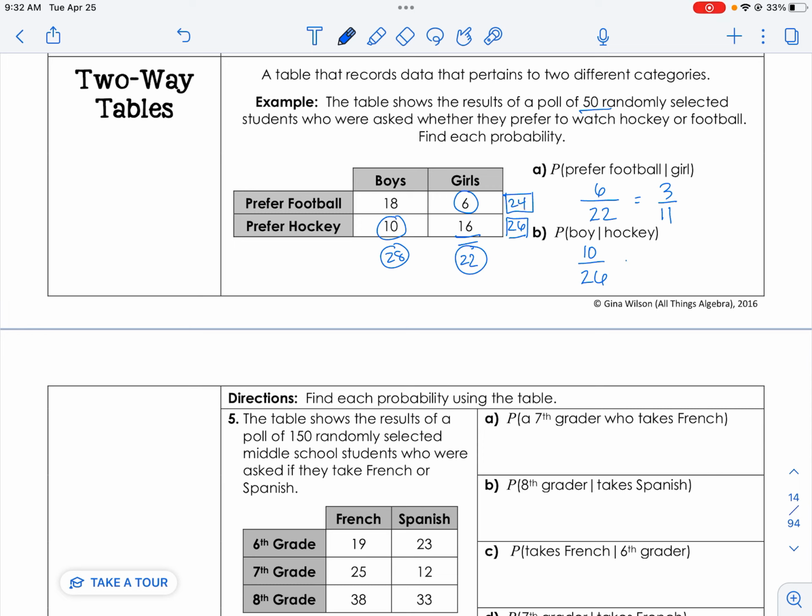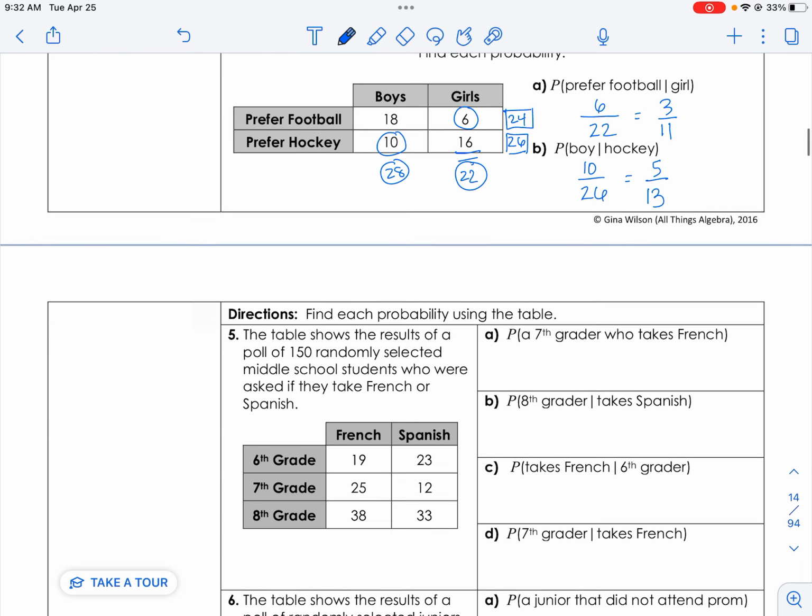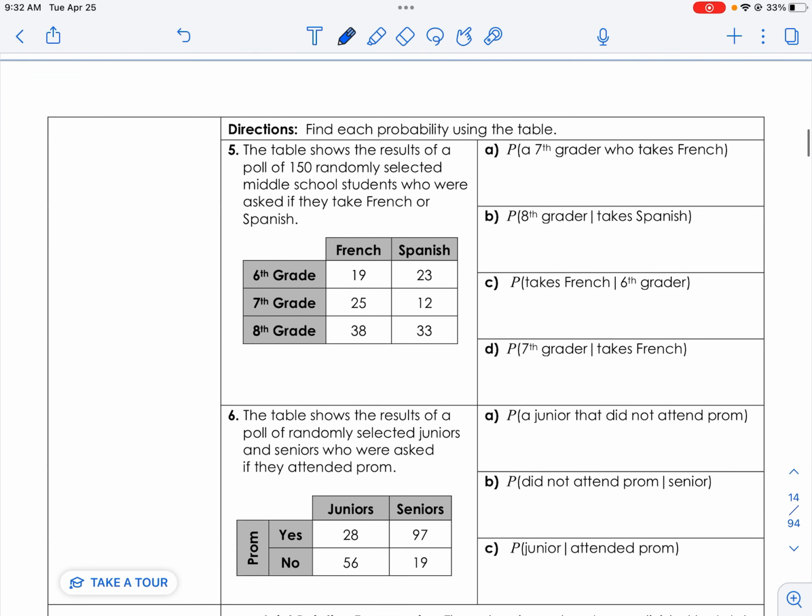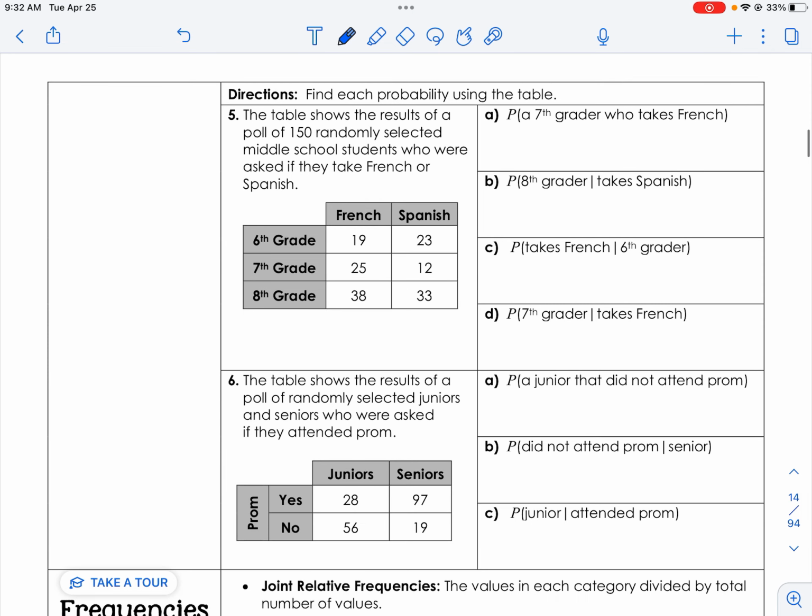Okay, so the probability of getting a boy who prefers hockey is 10 out of 26 or 5 out of 13. Okay. We can move on to slightly more complex tables here. In number 5, you show the result of a poll of 150 randomly selected middle school students who were asked if they take French or Spanish.